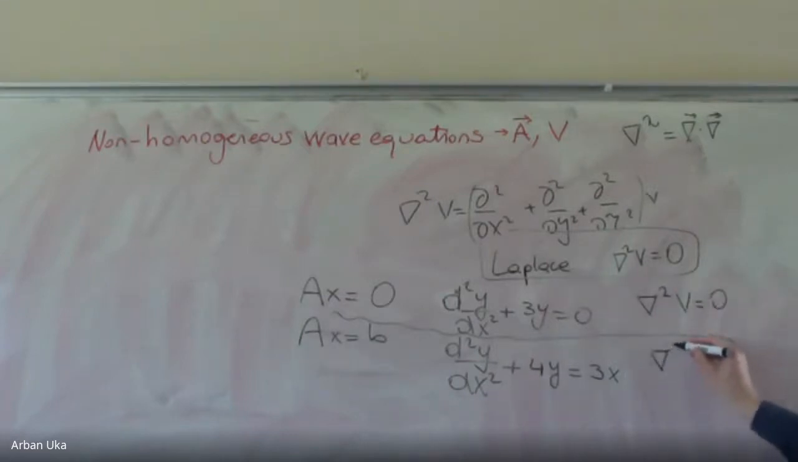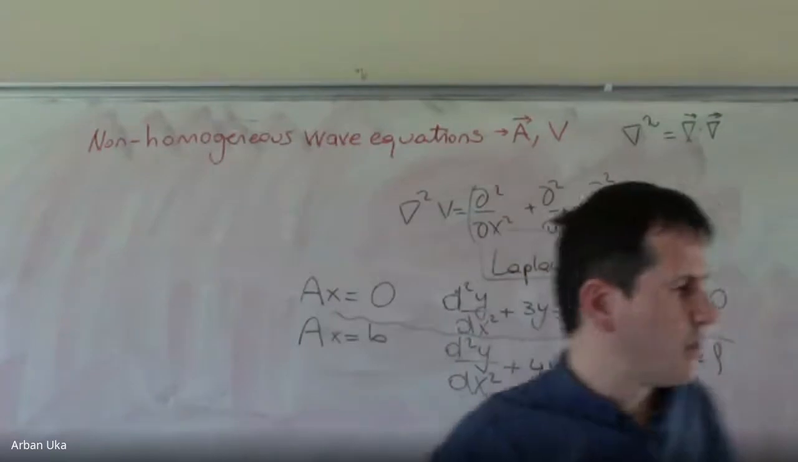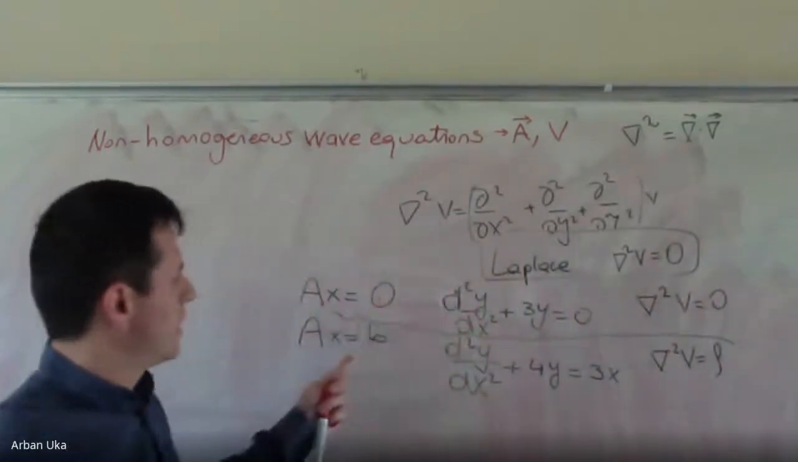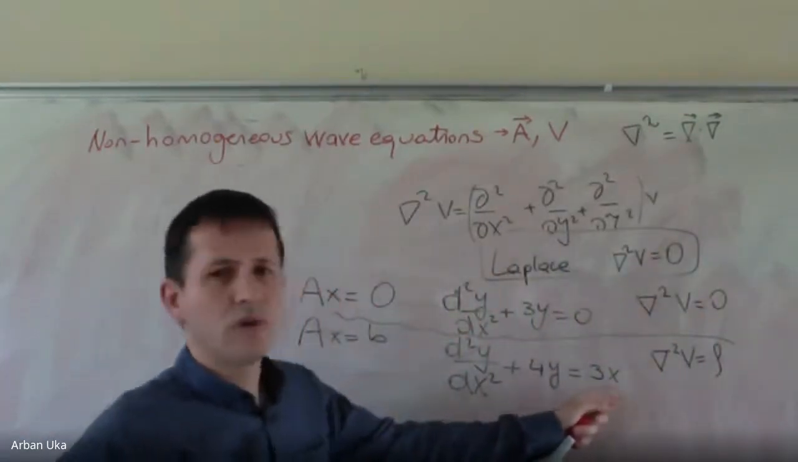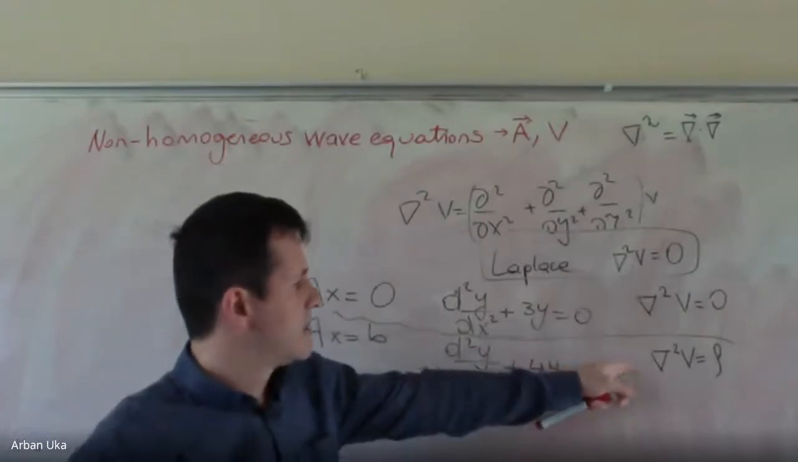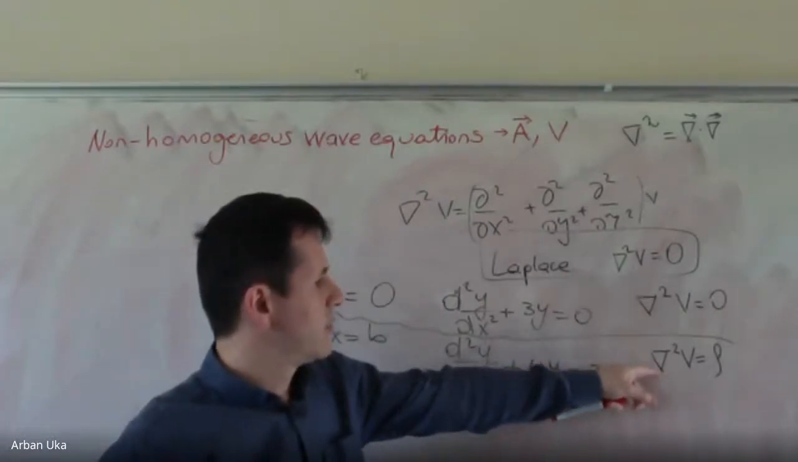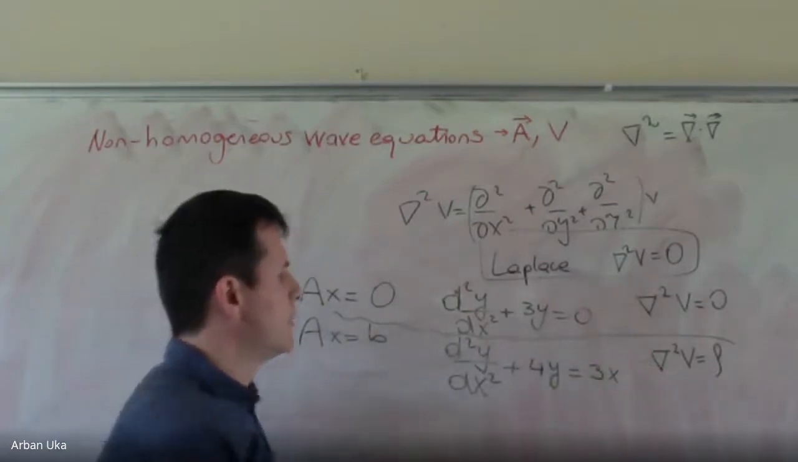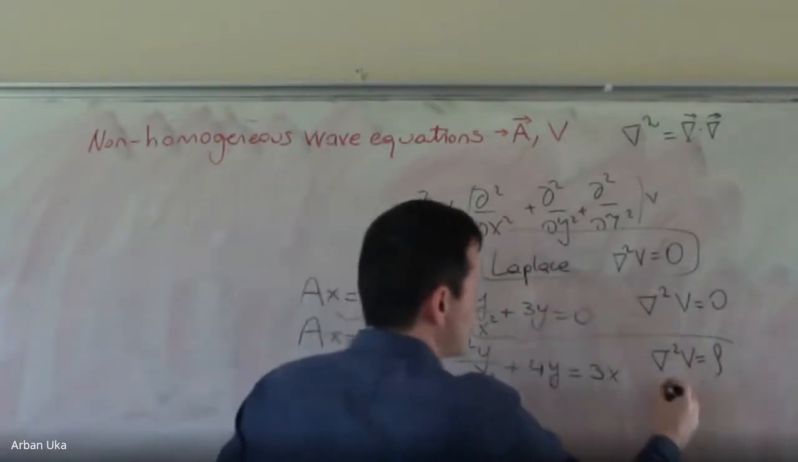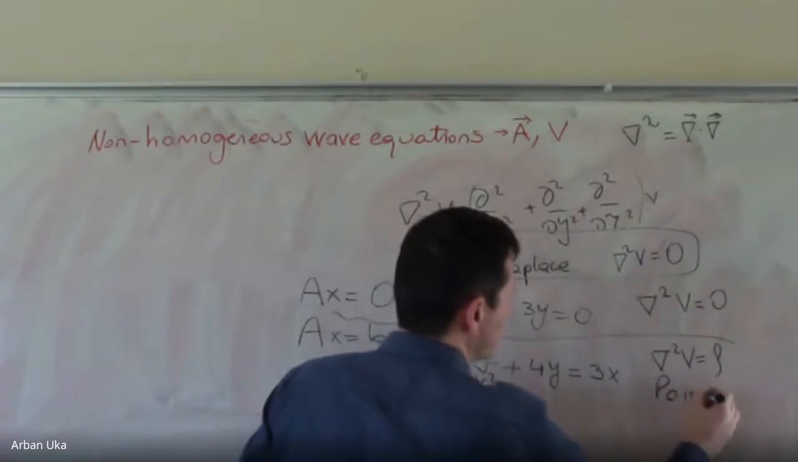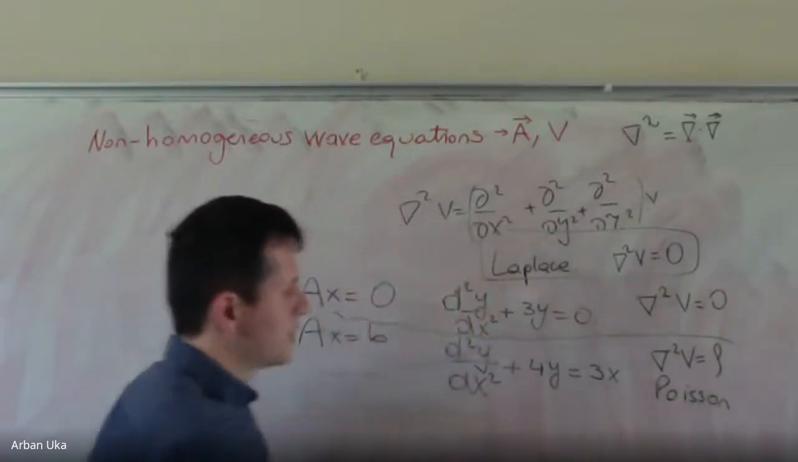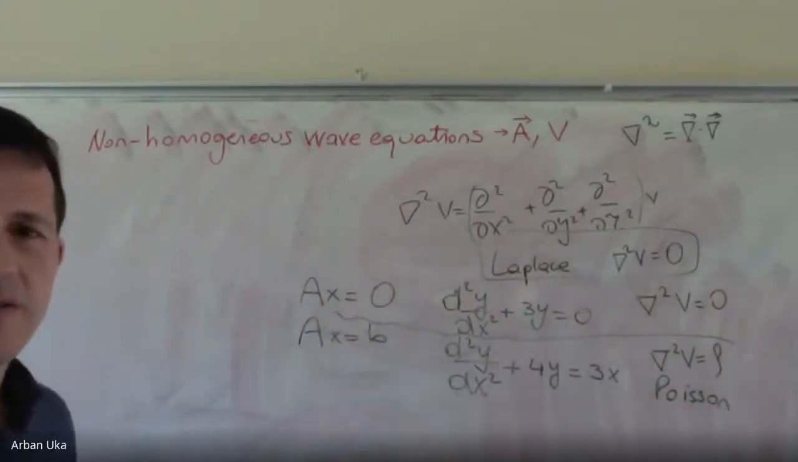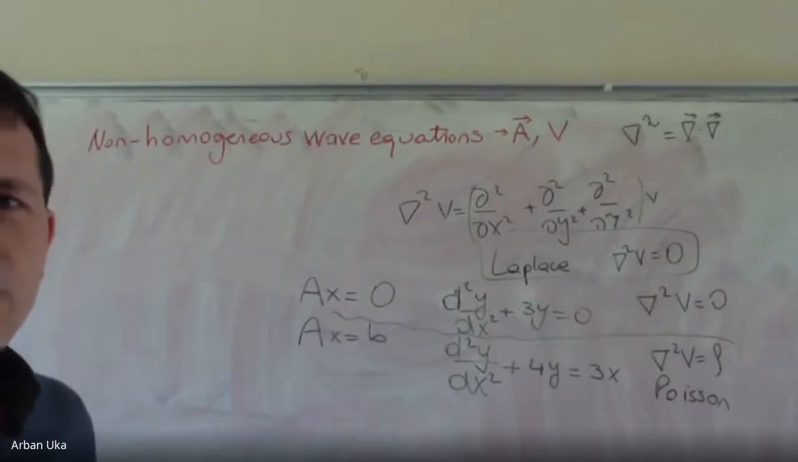But then we can have also the following, where this is equal to rho, okay? So we have three equations on top, which are all homogeneous, and three equations on the bottom, which are all not homogeneous. And this equation, which is not homogeneous, is called the Poisson equation, right? I guess we remember that. So this is Laplace, this is called the Poisson equation. So in the next 5 minutes, that's what we are going to derive, okay?